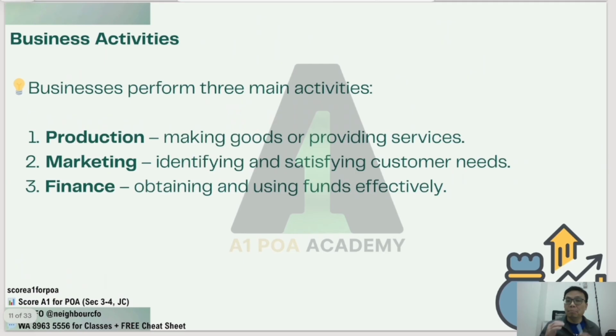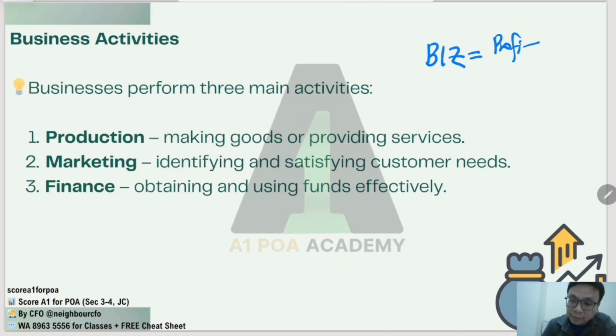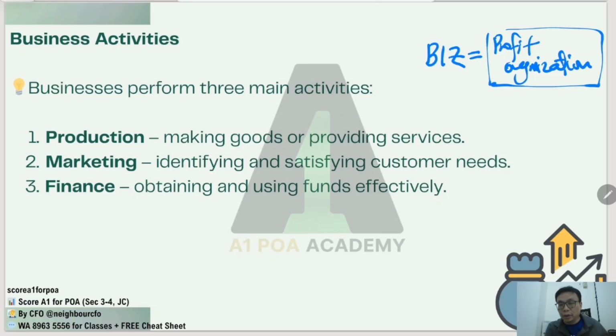Now we come to business activity. Remember, we mentioned earlier that a business is a profit organization. And because of that, these profit organizations, in order to ensure that the goods and services are being sold to the customer, to satisfy the needs and wants of the customer, we need to understand what are the 3 main activities that take place in the organization. So when you look at 1, 2, 3, let us now arrange all this into the proper order.